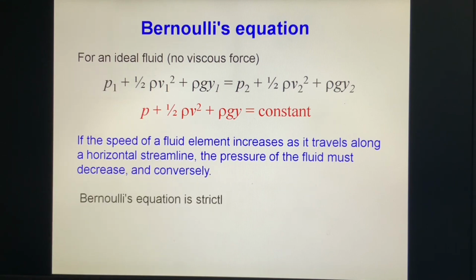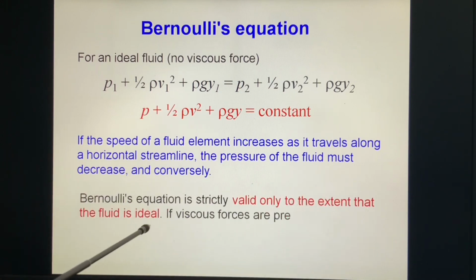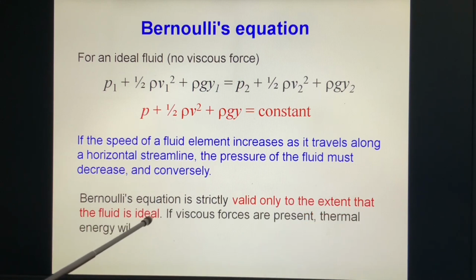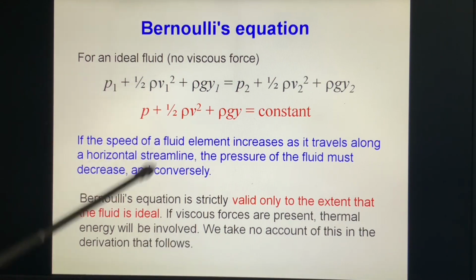Bernoulli's equation is strictly valid only to the extent that the flow is ideal. What is ideal? We mentioned 4 points. If viscous forces are present, thermal energy will be involved. We take no account of this in the derivation that follows. In the following deduction, we don't consider the viscous force.